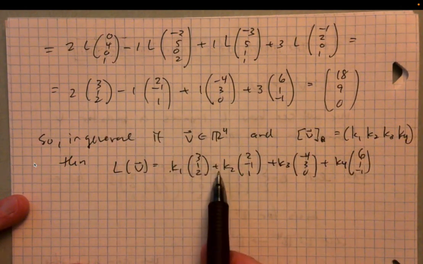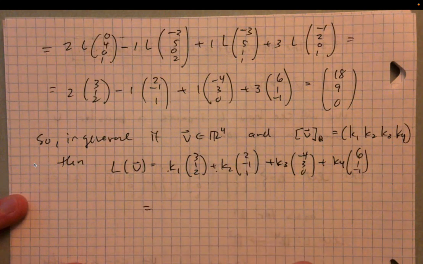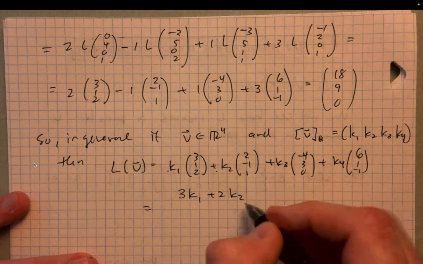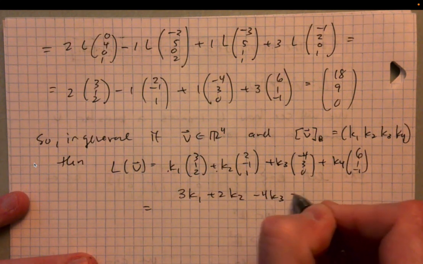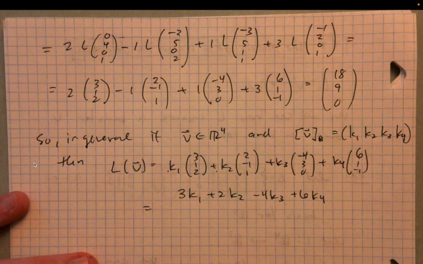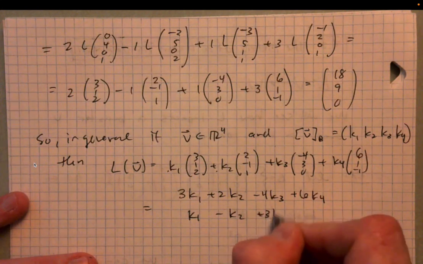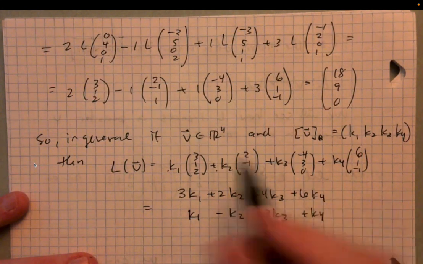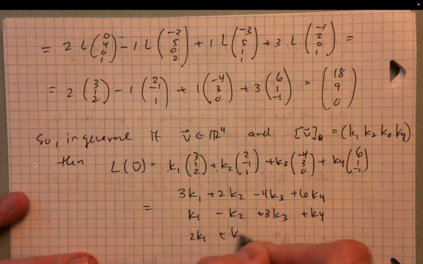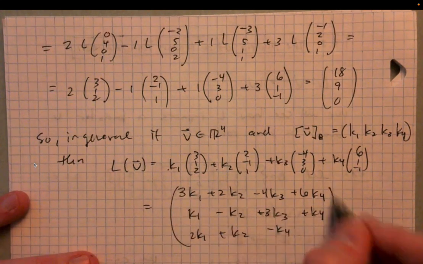And so now I'm just saying in general, given any vector v, it'll have this same form, right? And so we can just combine this and we get 3k1 plus 2k2 minus 4k3 plus 6k4. That's the first component, so it's basically taking the top row here. Now the middle row would give you k1 minus k2 plus 3k3 plus k4. And then the bottom would be 2k1 plus k2, and then that's 0k3, so we'll leave that off, and then minus k4.